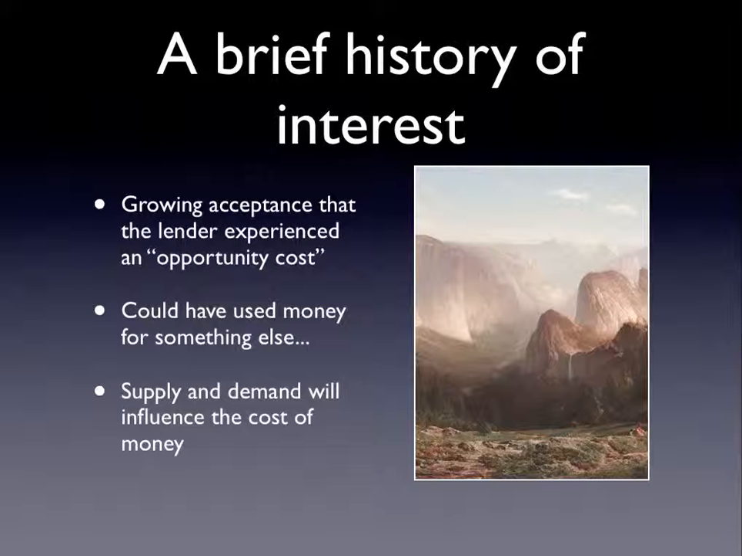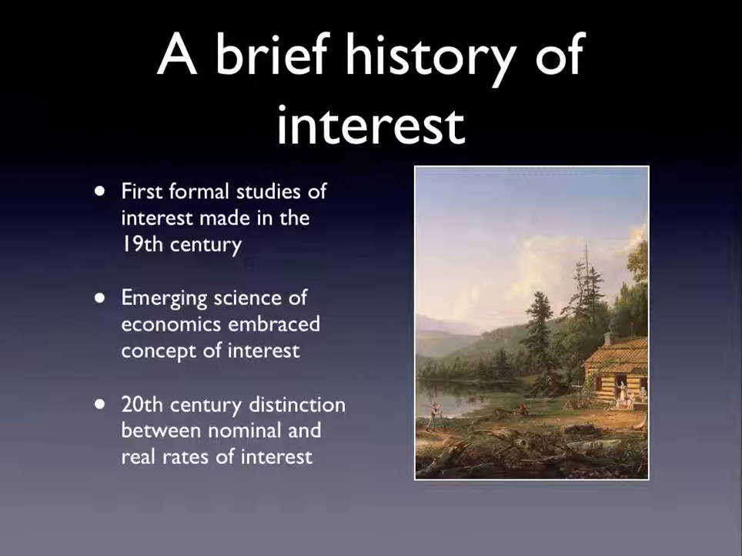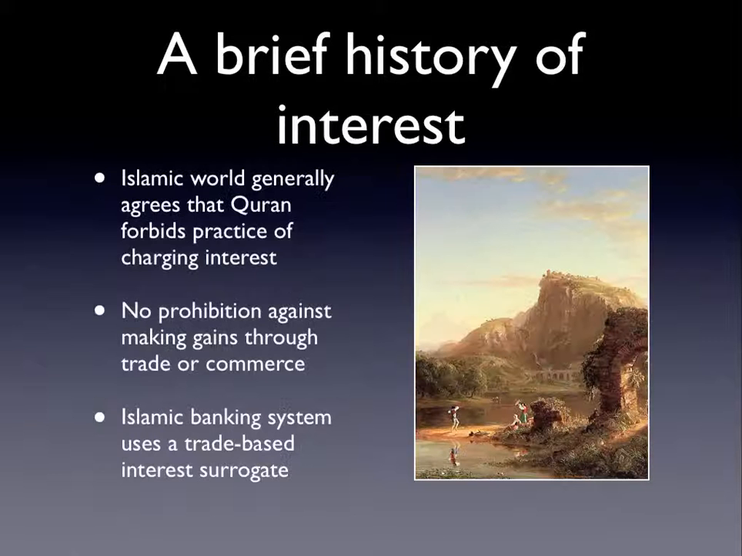If money was in great supply and demand was low, interest would be low. And as we get into the 19th century, we have our first formal studies of interest, and the emerging science of economics really deepened our understanding. In the 20th century, we make a distinction between nominal and real rates of interest. And finally, even today, the Islamic world generally agrees that the Quran forbids the practice of charging interest. However, there is no prohibition against making gains through trade or commerce. Therefore, Islamic banking systems tend to use trade-based interest surrogates instead of interest.